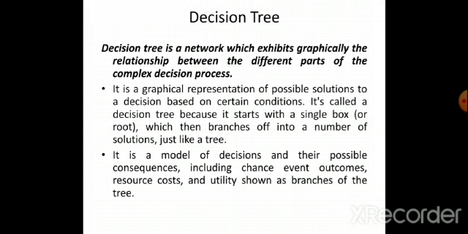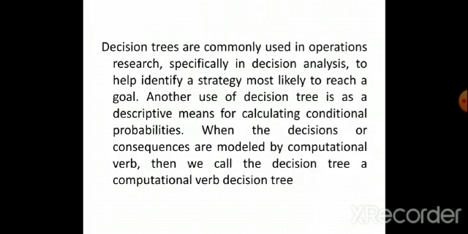It is a model of decisions and their possible consequences, including chance event outcomes, resource costs, and utility, shown as branches of the tree. Decision trees are commonly used in operations research, specifically in decision analysis, to help identify a strategy most likely to reach a goal. Another use of a decision tree is as a descriptive means for calculating conditional probabilities. When the decisions or consequences are modeled by computational verb, then we call the decision tree a computational verb decision tree.